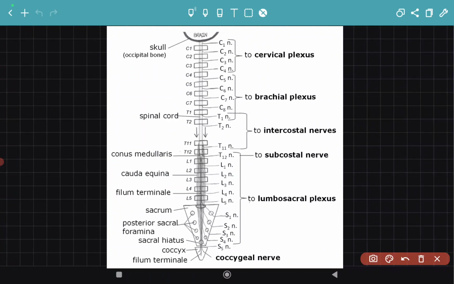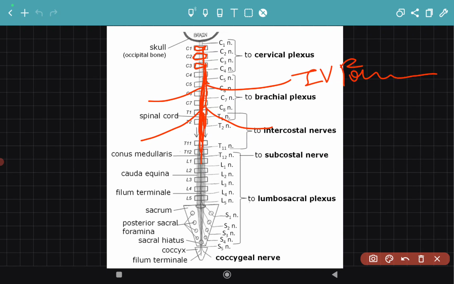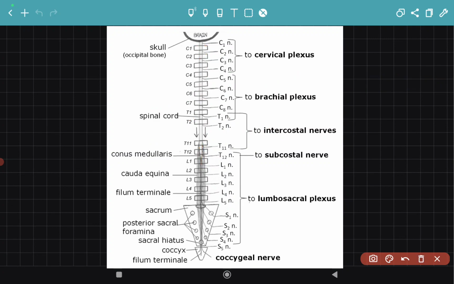So here all together we can see the picture. If we consider these rectangular blocks as the vertebrae, in between the spinal cord passes and the nerves come bilaterally to reach specific body parts and supply them. From this spinal cord, they will come out from the intervertebral foramina. So we can see how the nerves are exiting.